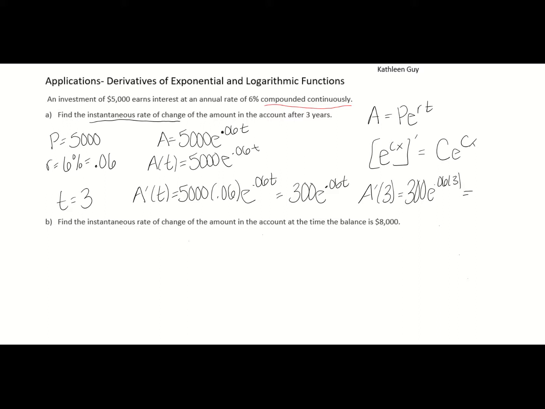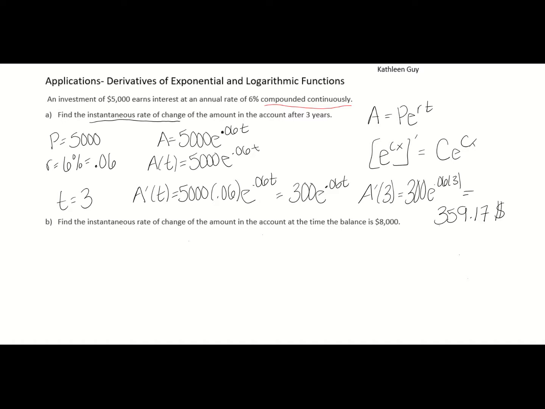And that is going to give us approximately $359.17. So your account is increasing by $359.17, about $360 every year at 3 years. Okay, so it's good. It's a good change there.